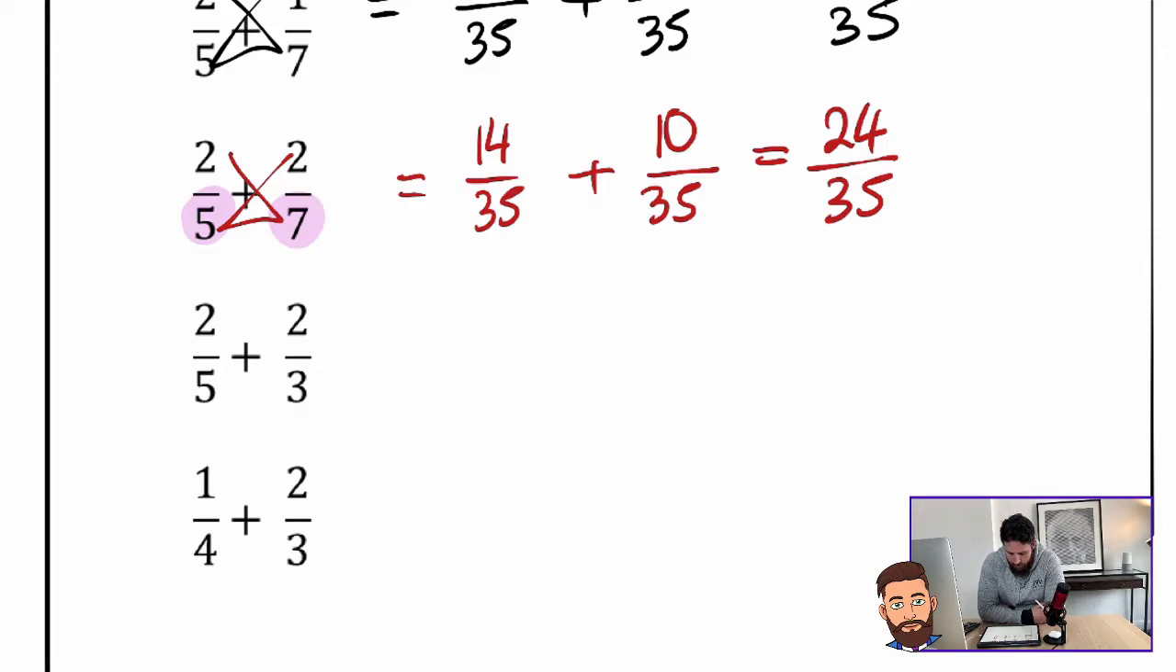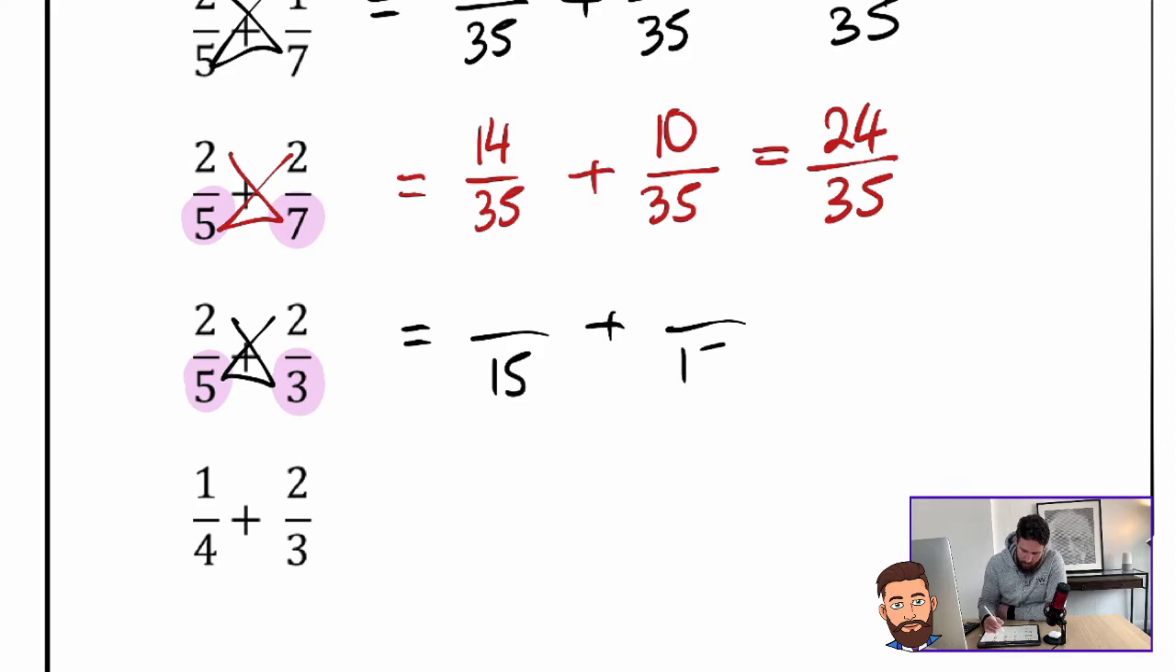Can we simplify? No, nothing goes into both of those. Next one, same thing. I don't have a common denominator. I'm going to write out 2 blank fractions ready. I'm going to decide what my common denominator is going to be, which would be 5 times 3, so 15 is my common denominator.